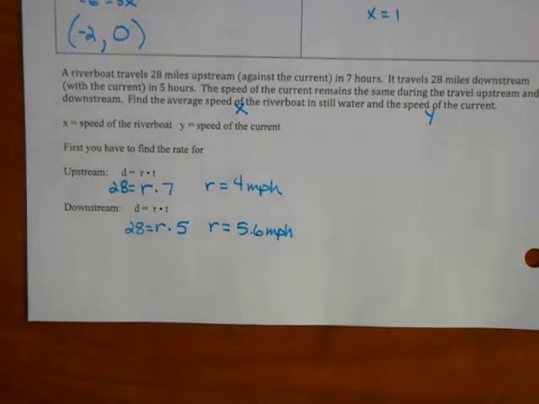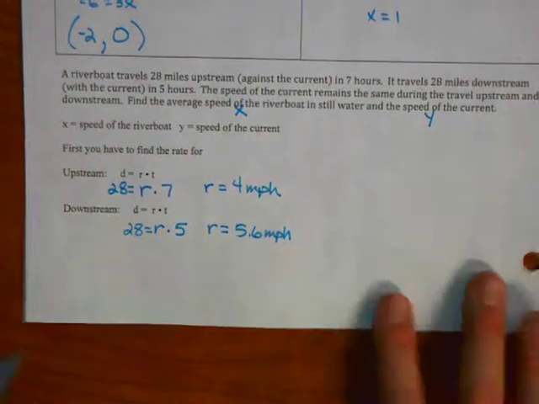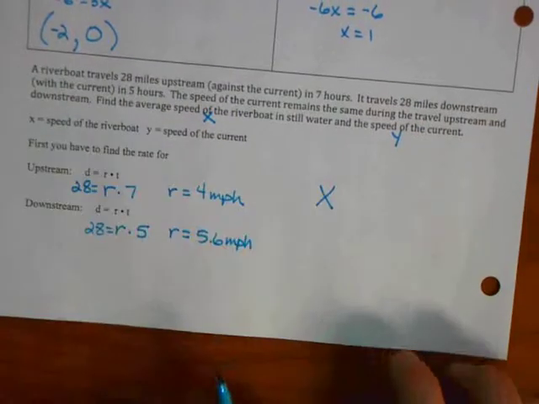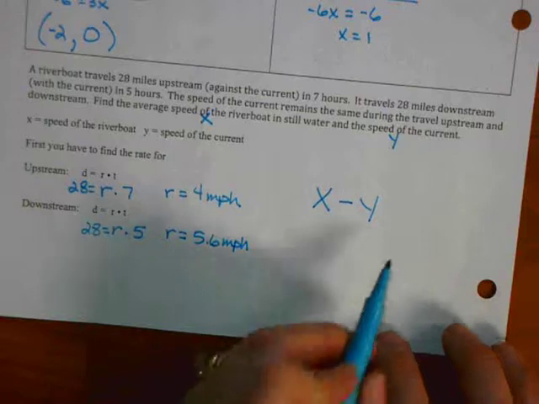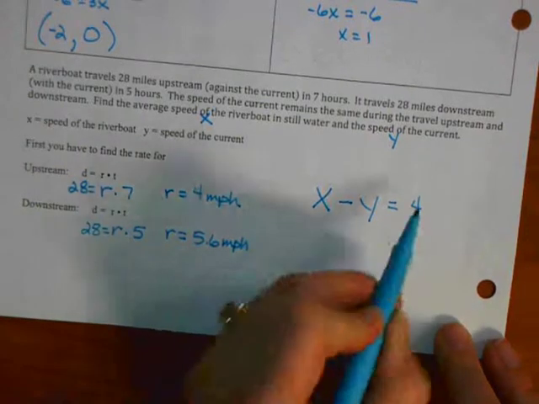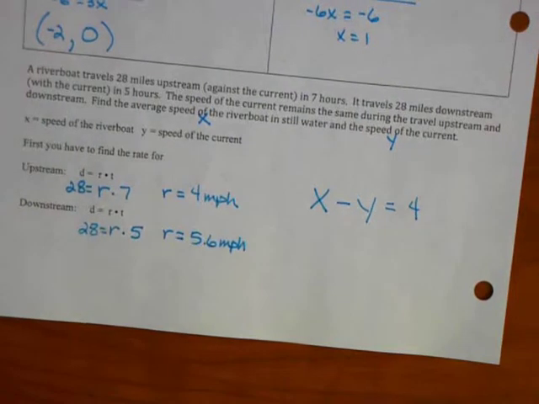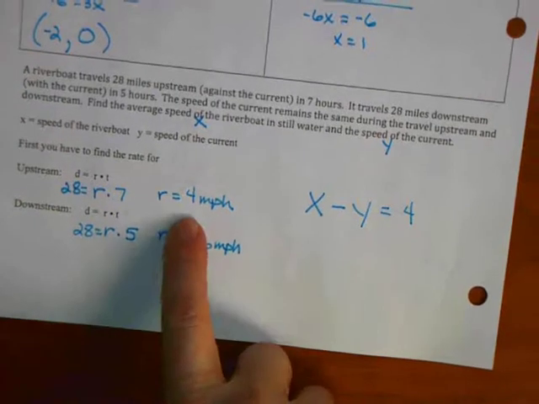So if I'm traveling upstream in the riverboat at a certain pace and I'm fighting the current, is that going to slow me down or is that going to make me go faster? Yeah, it's going to slow me down by the speed of the current, isn't it? So if I'm going at a speed in my riverboat and I'm being slowed down by the current, that equals this 4 miles per hour. Whatever the speed of the riverboat is, take away the speed of the current, caused me to go 4 miles per hour.